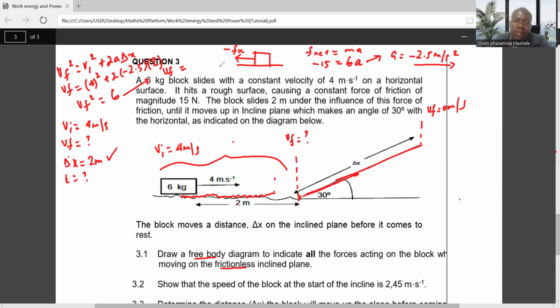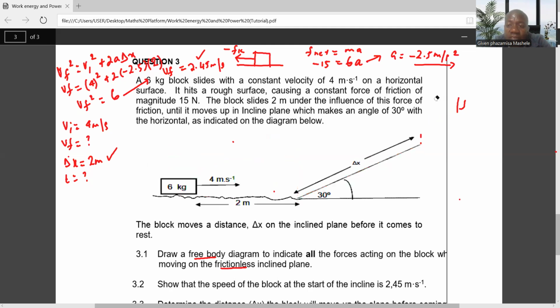Yes, 2.45. So it means it travels at a speed of 2.45 meters per second. We got it? That is not the only way, guys. Remember I said we can still use the work energy theorem. We're still going to get the same answer.